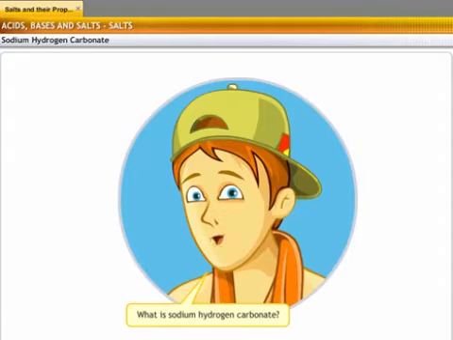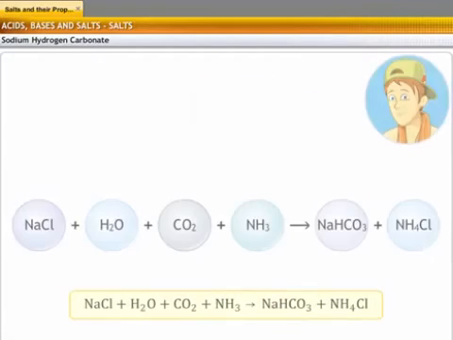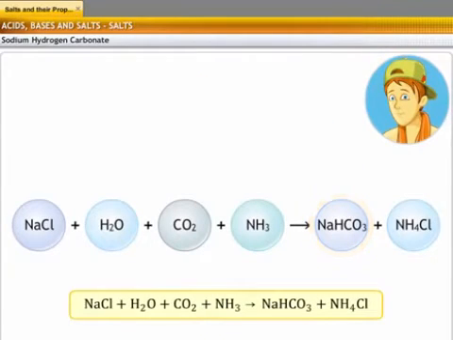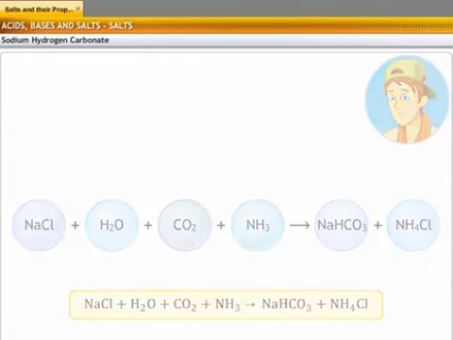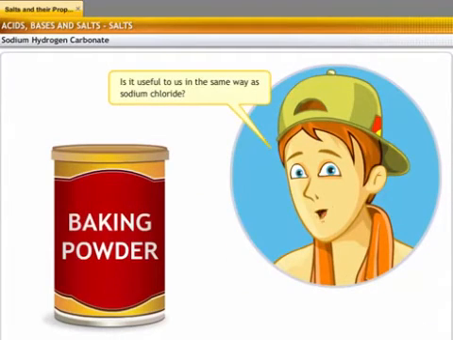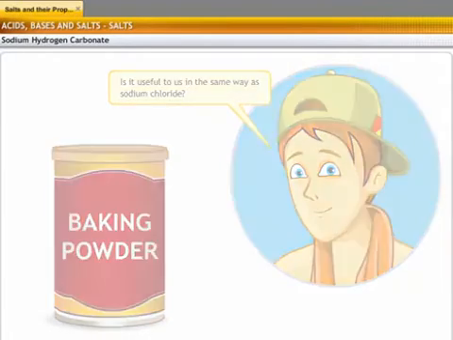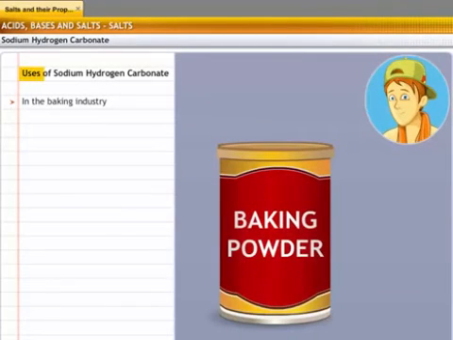What is sodium hydrogen carbonate? Sodium hydrogen carbonate is produced when a concentrated solution of sodium chloride reacts with ammonia and carbon dioxide. Is it useful to us in the same way as sodium chloride? Yes, it is useful in many ways. One example would be that it is an important ingredient in baking.